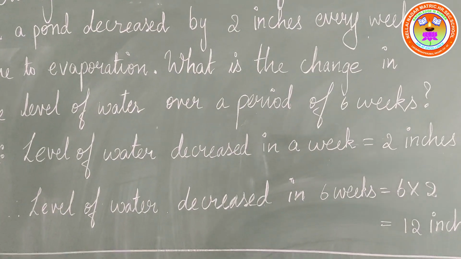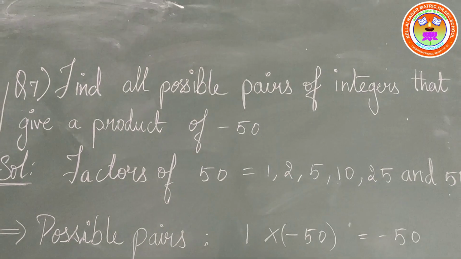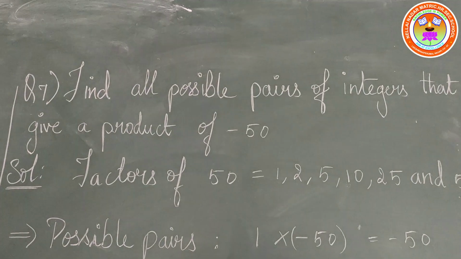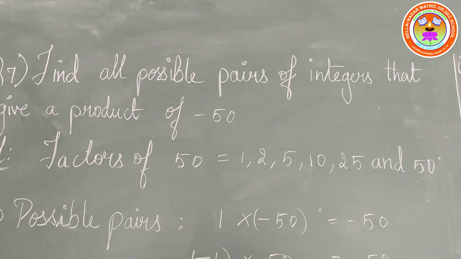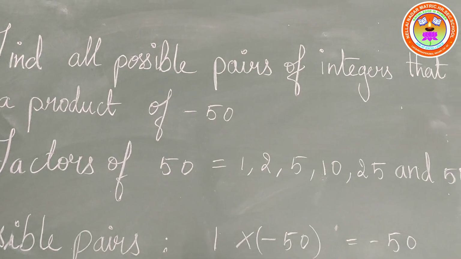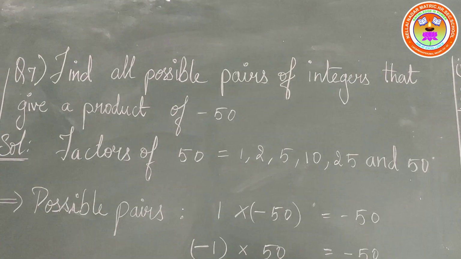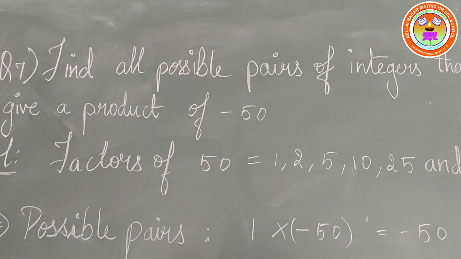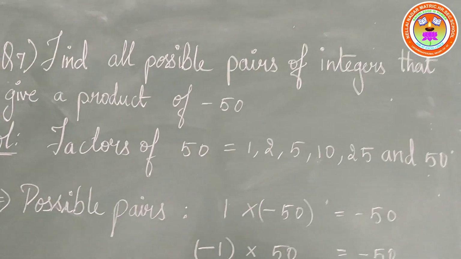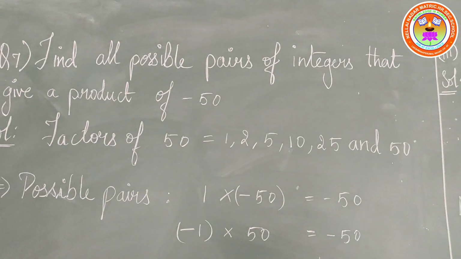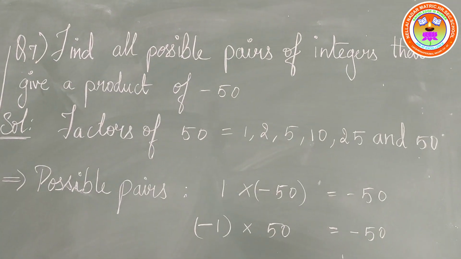You understood, children? Now, the last sum of this exercise. Find all possible pairs of integers that give a product of minus 50. So I have to find pairs of integers which, when they multiply, should give me minus 50 as the answer. So first I am going to find the factors of 50. If I find the factors, that will be easy for me to form the groups.